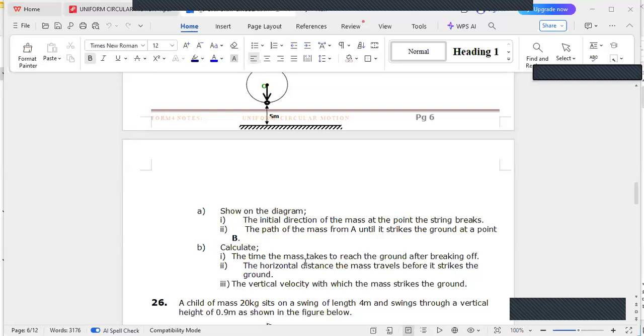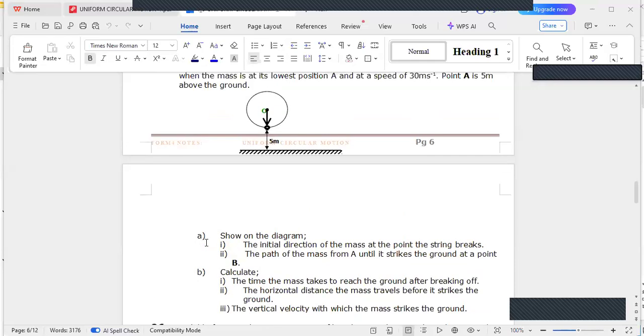B, calculate the time the mass takes to reach the ground after breaking off. So you will use the formula h equals a half g t squared. Our h is 5, equals a half times 10 times t squared. So t squared equals 1 and t equals 1 second. So time taken for the mass to strike the ground from here is 1 second.